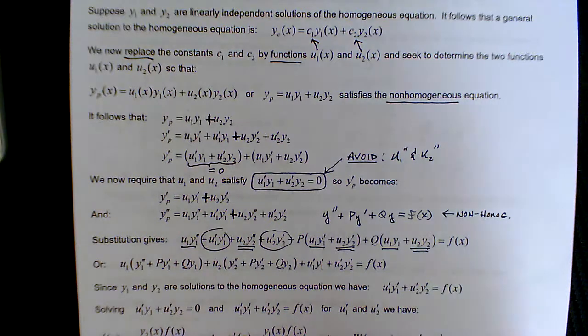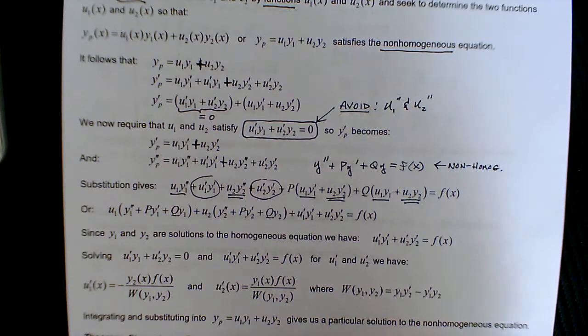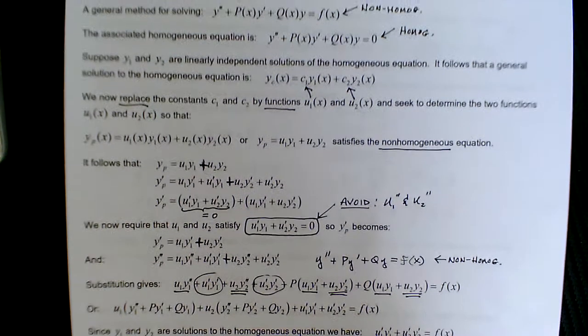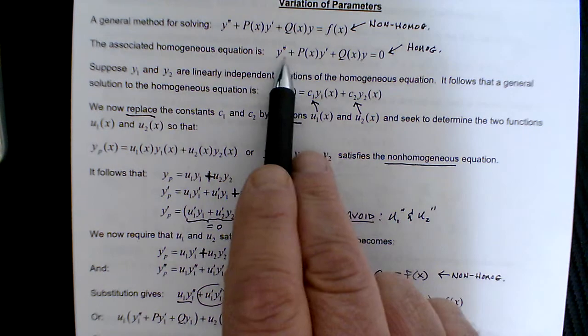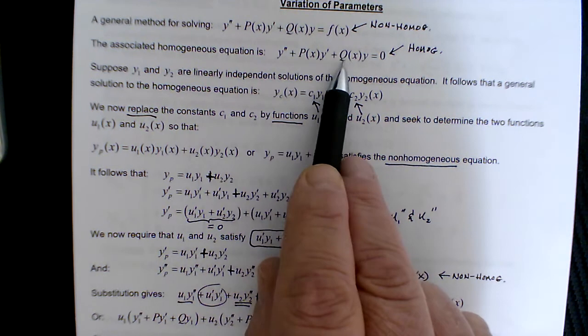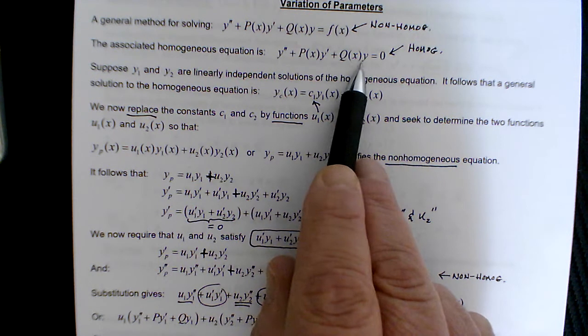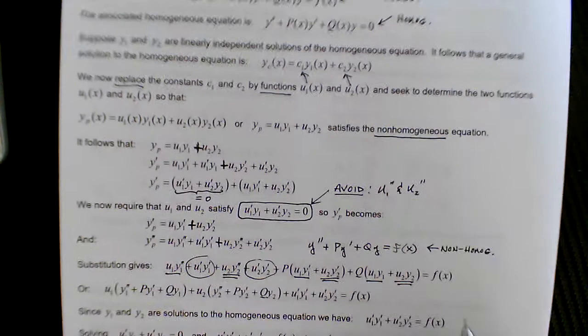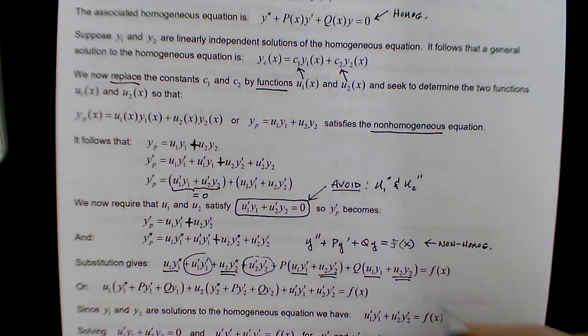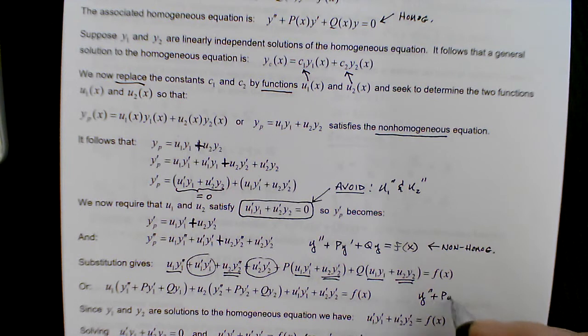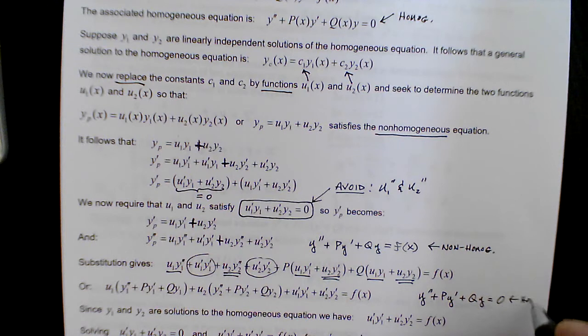Now the significance of that is the fact that if you look up at the associated homogeneous equation, way at the top here, y double prime plus p y prime plus q y is equal to 0. Let me rewrite that here: y double prime plus p y prime plus q y is 0. That's the homogeneous.